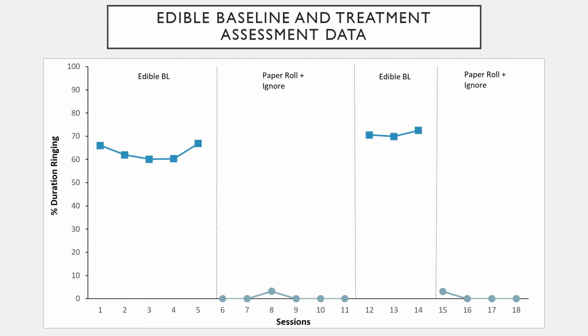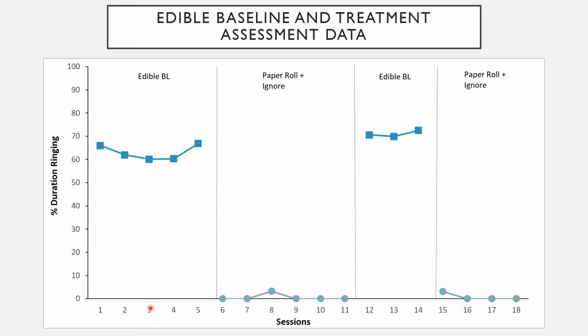Here are the results of that assessment. All sessions were 5 minutes in duration. Our edible baseline was identical to the edible condition in our FA. And in the paper roll plus ignore condition, I gave Kensington access to a paper roll at the beginning of the session and then ignored all triangle ringing.